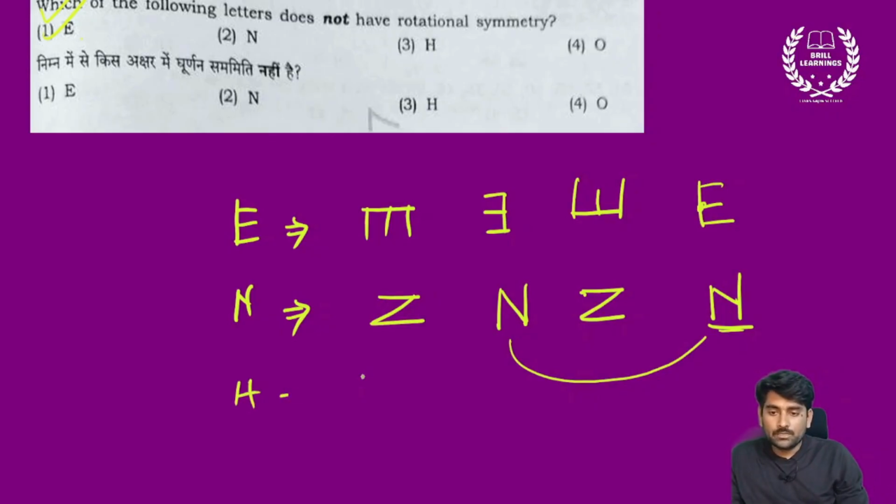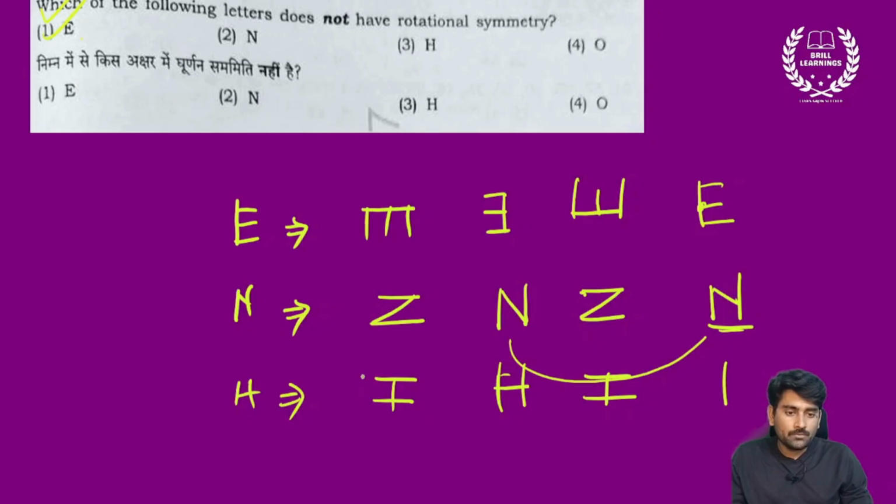H is also like that only. So if I rotate, it will become like this. For 180 degrees, it will look like the first position. Again, it will look like this. And for 360, it will come to the original position. It also has two rotational symmetries here.